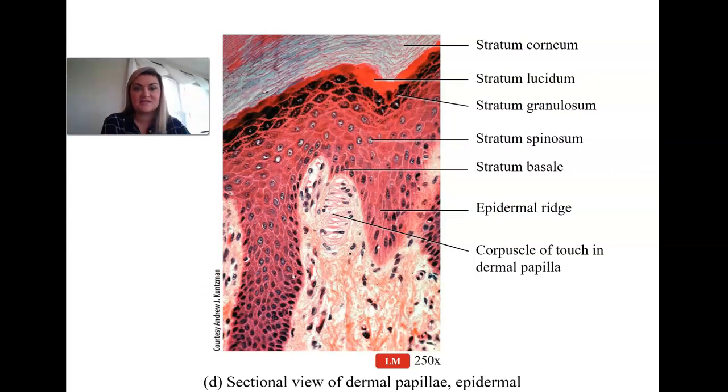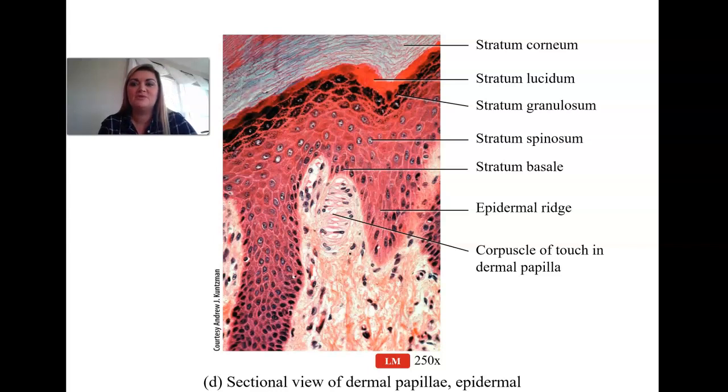Here is looking at a slide of skin. And so with this, we know that this is going to be outer keratinized skin. I can tell that by looking at the different layers. When you start down, you have your corpuscle of touch and that dermal papilla. And so you see the ridges from the dermal papilla. Then you'll see that stratum basale, and that is going to be those cells that are undergoing mitosis and dividing.